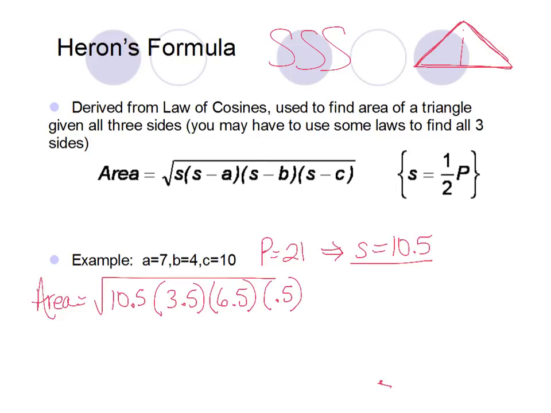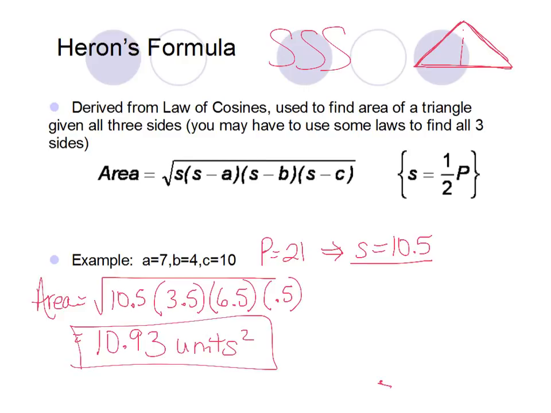And we just type that all in our calculator. So I'm going to do the square root. 10.5 times 3.5 times 6.5 times 0.5. And the square root of all of that is 10.93, and since it's area, we label it units squared. Nice quick formula. Heron's formula. Works great with side, side, side.